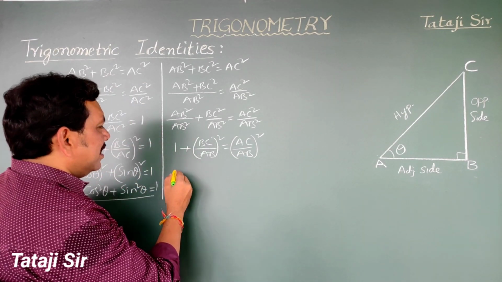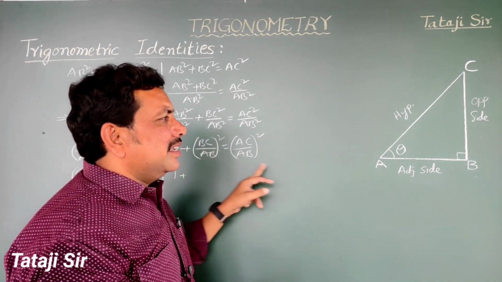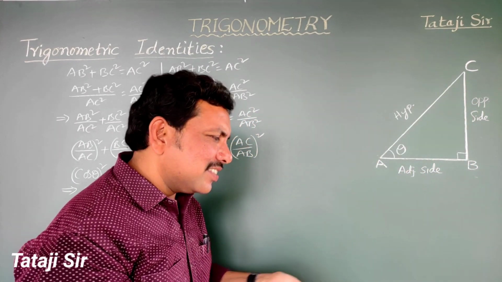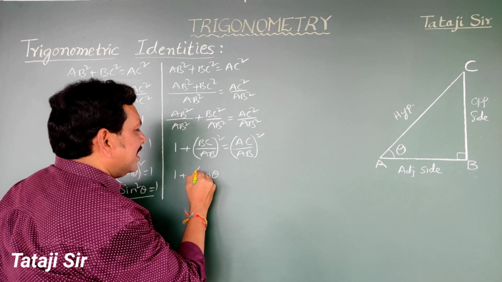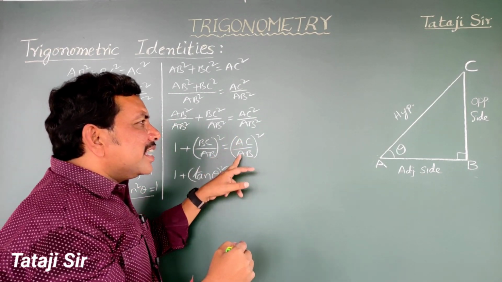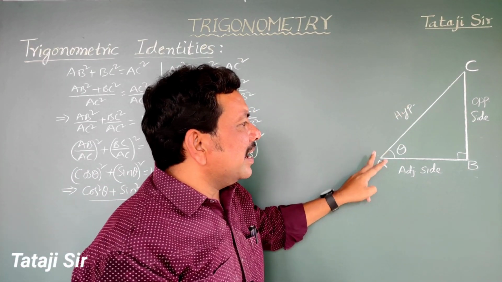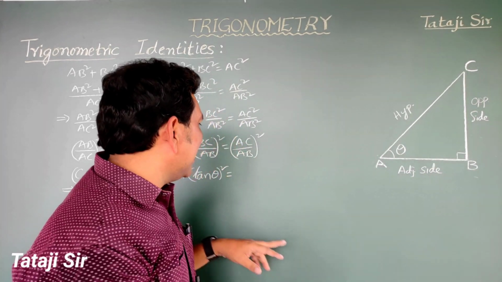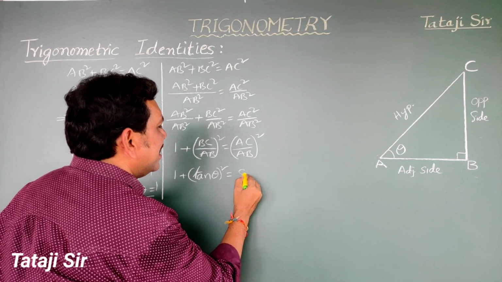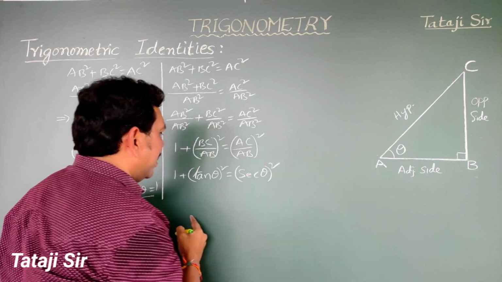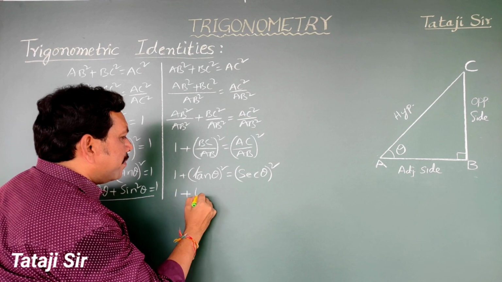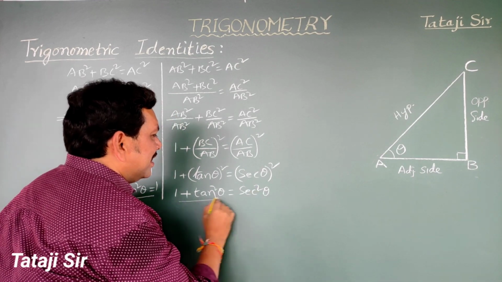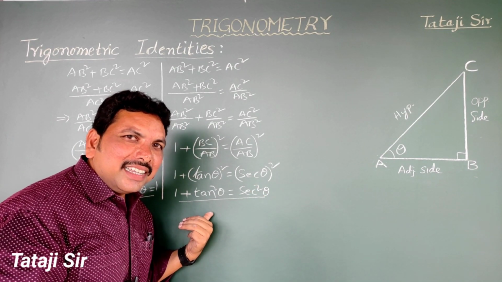Right? Here BC by AB means opposite side by adjacent side. What is it? Very good, tan theta. Tan theta whole square is equal to AC by AB, hypotenuse by adjacent side, which means secant theta. Secant theta whole square. Simply, how can you write this one? 1 plus tan square theta is equal to secant square theta. This is the second trigonometric identity.